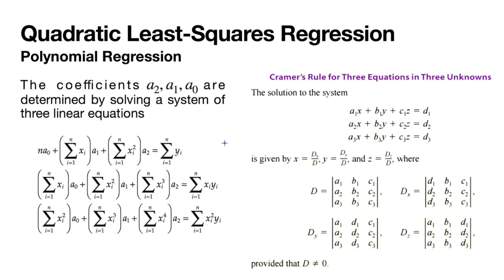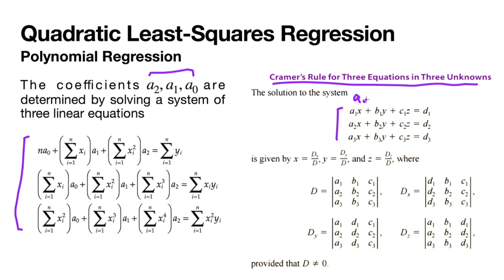So these are basically the equations, and we need to find the values of a2, a1 and a0. Here I have stated Cramer's rule for the three equations in three unknowns. All right, so you can see that these are the three systems of equations, and these are also the three systems of equations. So we can equate these.